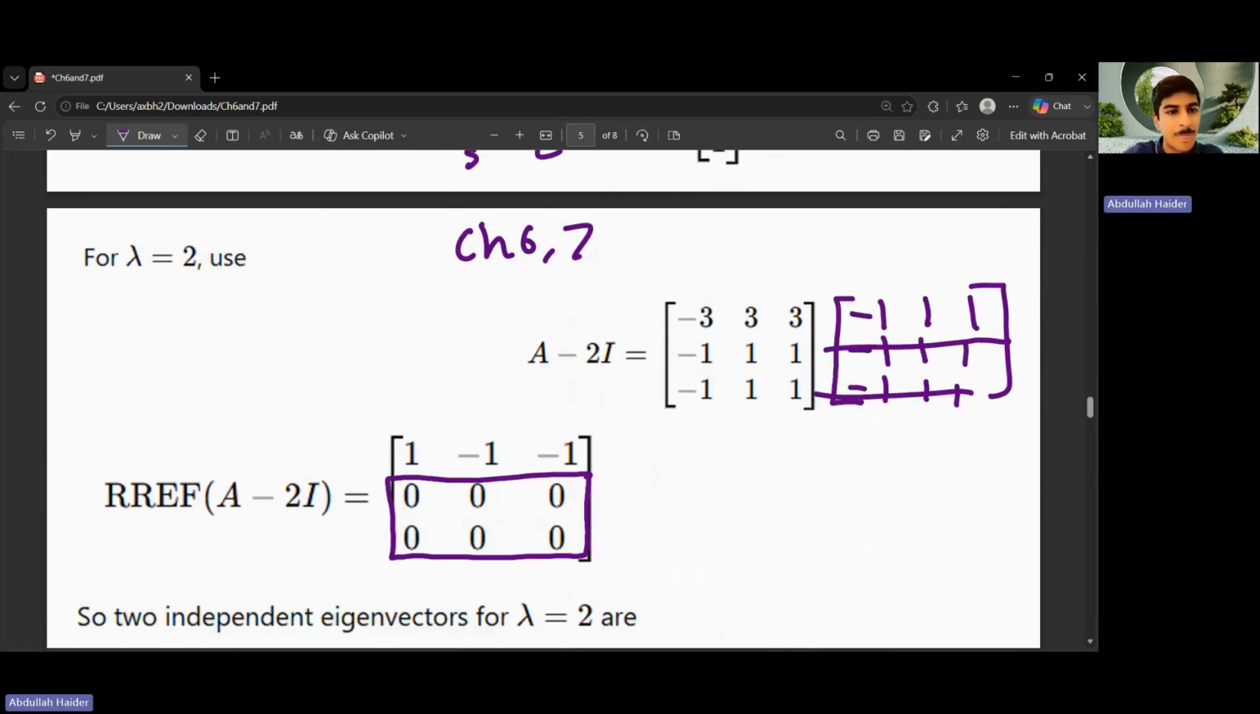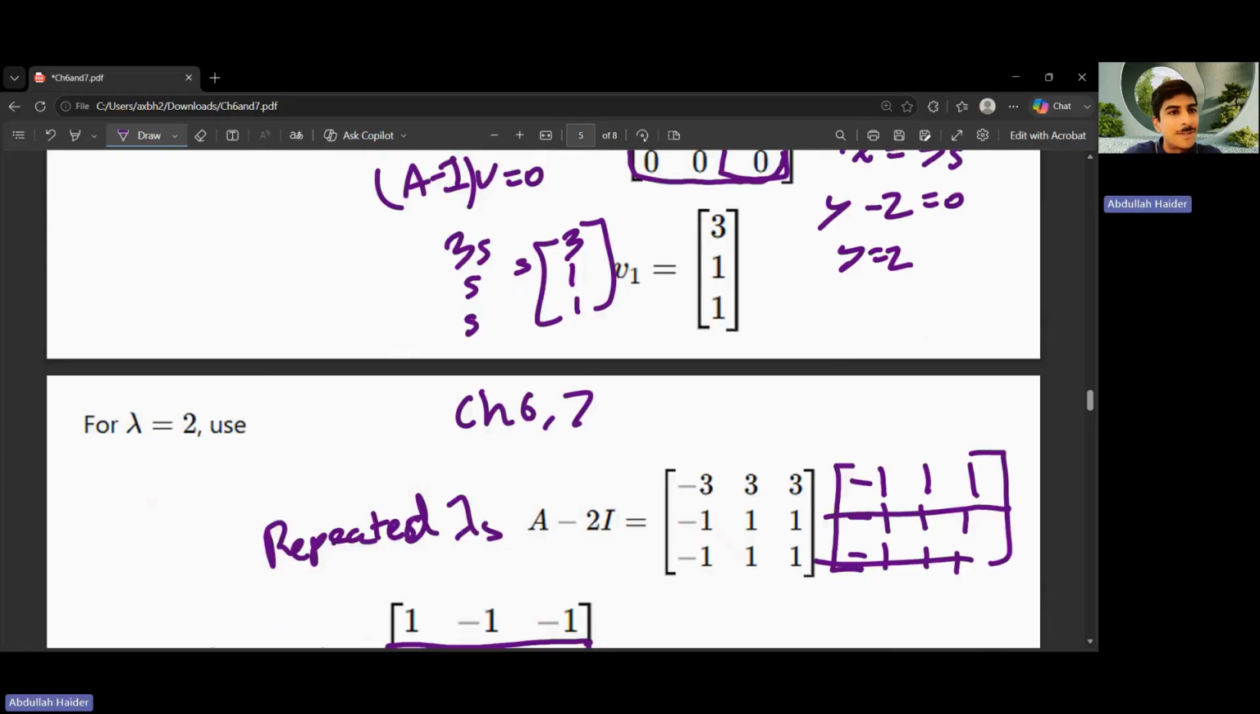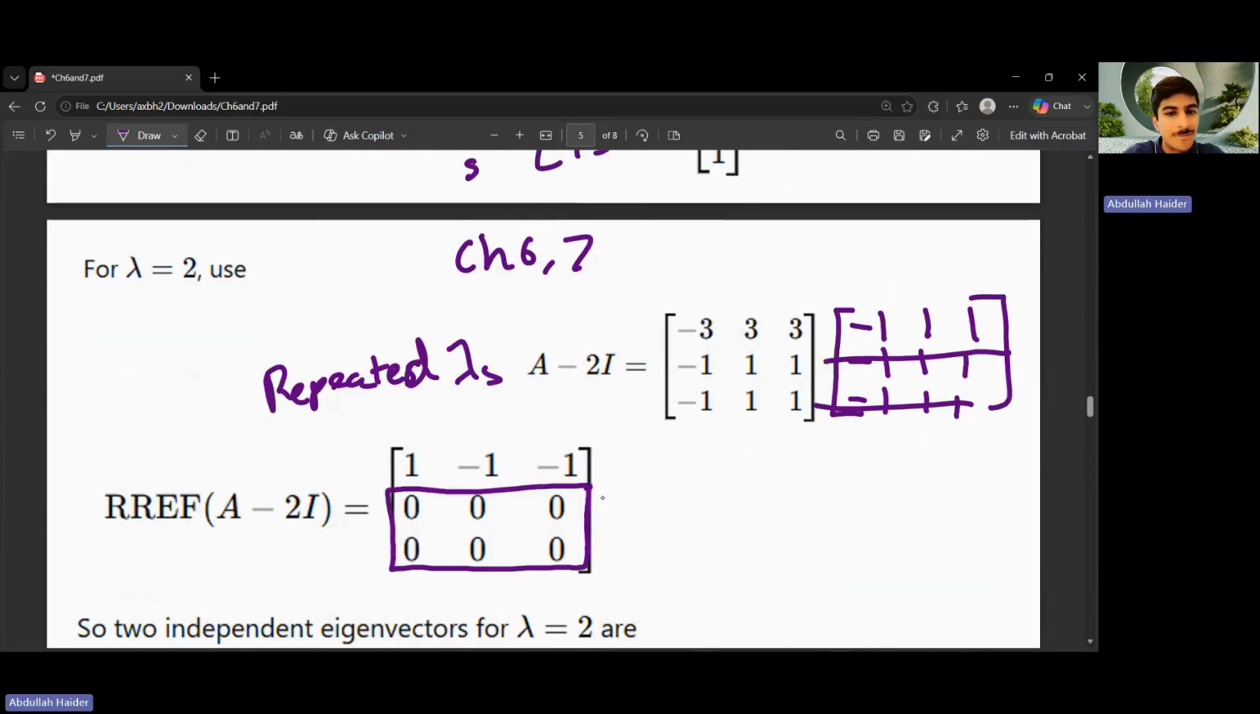2 and 2 are repeated means that when you have repeated eigenvalues, 2 was repeated twice, so you'll get this row and this row all of zeros. This also means that for this eigenvalue you'll get two eigenvectors, so you will get eigenvectors v2 and v3 for the same lambda.